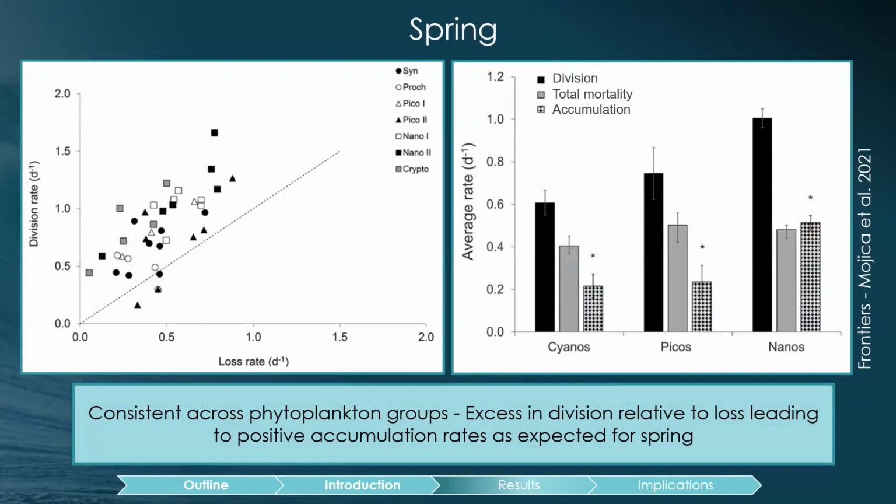So on the right, I'm showing a similar plot as before, comparing total loss, now on the x-axis, which again is viral lysis plus microzooplankton grazing for the different phytoplankton groups, versus division rate on the y-axis. And now you'll see a clear difference from what we saw in the summer, where spring actually has division in excess of loss. That's kind of what we expect in the spring, right? We're having a positive accumulation rate. And what's shown on the right in the hatch bars is that over the entire transect, this resulted in positive accumulation rates for the different phytoplankton groups.